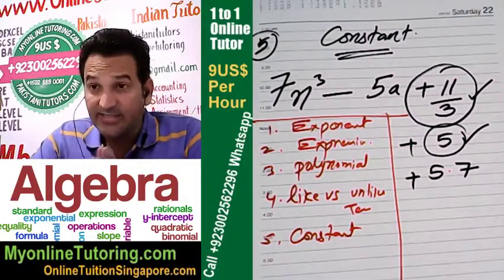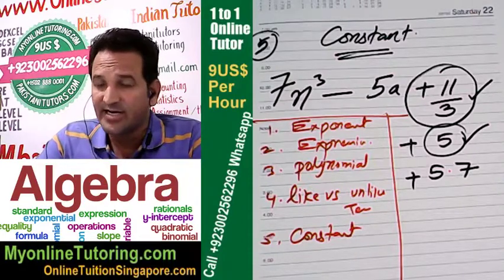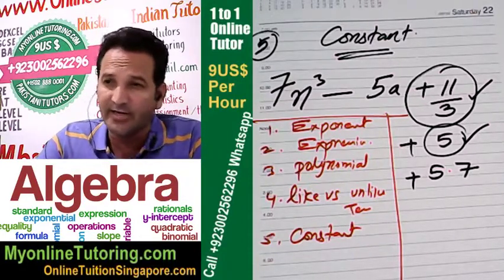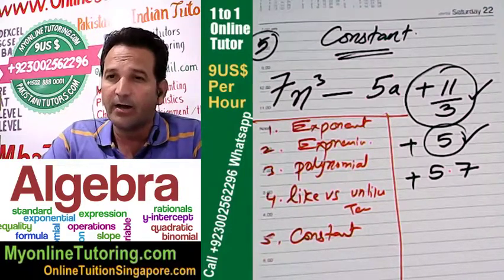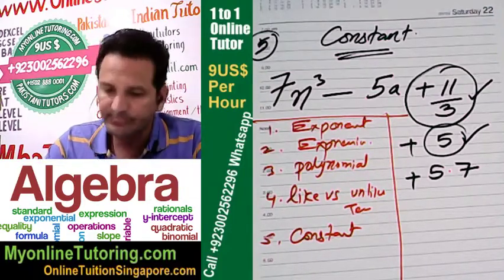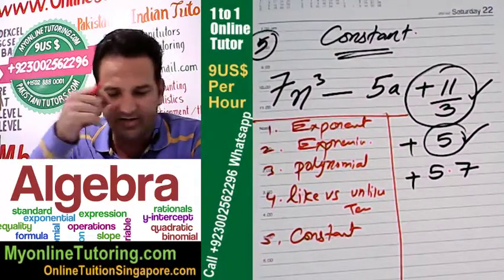Yup, 18 minutes have passed. I'm trying my level best to complete this lecture within 25 to 30 minutes so that we understand algebra in 30 minutes. What's next? What is next? I don't want to miss anything, so I have written everything.